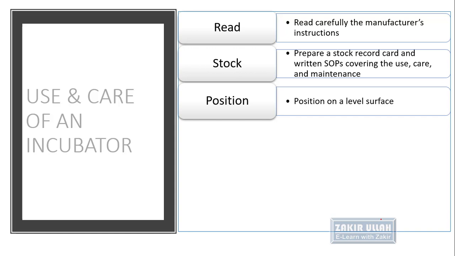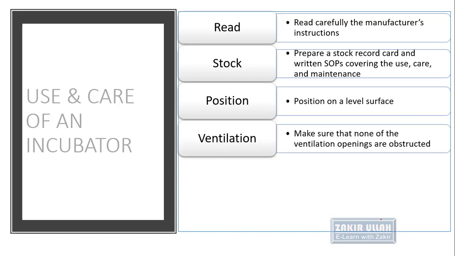Then the positioning of the machine: it should be positioned on a level and even, clear surface, and it should be ventilated. All the ventilation pores and the areas meant for ventilation should be clear of any obstruction, and there should be no blockage of such pores.